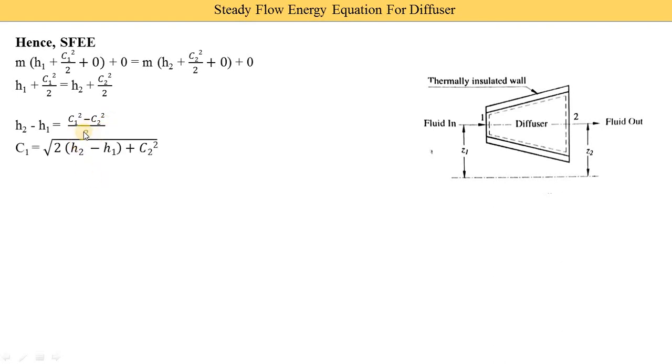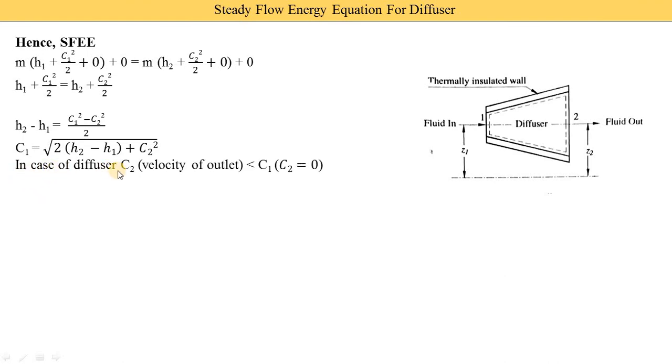Then we make the equation in the form of c1. While studying nozzles, we make the equation in the form of c2. Why? Because in a nozzle the outlet velocity is higher, so we make the equation in the form of c2. But in this case we make the equation in the form of c1, because in the diffuser the inlet velocity is higher compared to the outlet. So first we shift this 2 to the other side, so it goes to multiplication. So here 2 times h2 minus h1. Then minus c2 square is shifted to the other side, so it is converted to plus c2 square. Then we take the square root on both sides, so c1 square is converted into c1, and here we provide this square root.